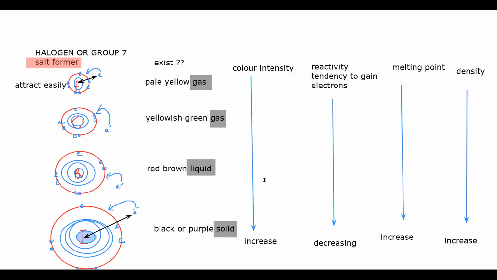You don't have to learn the reason for the trend. They will not ask for a reason. You just have to learn the trends. Yes, you have to learn the color intensity, the specific color. You have to learn the intensity of the color, like what will be the color for fluorine, chlorine, bromine, and iodine.